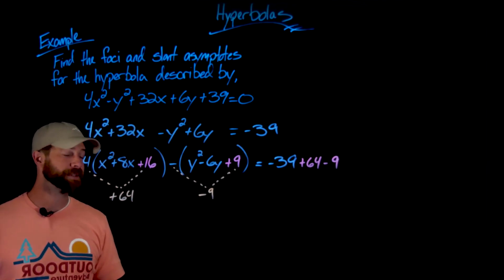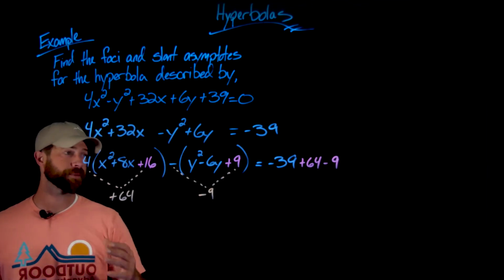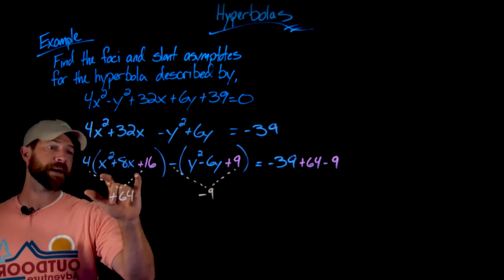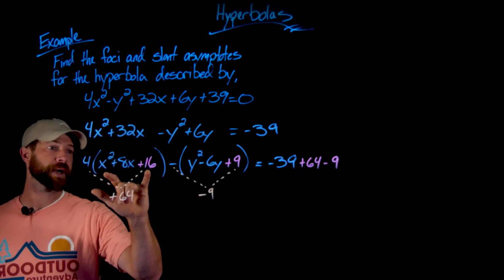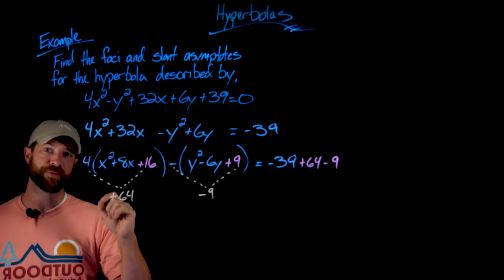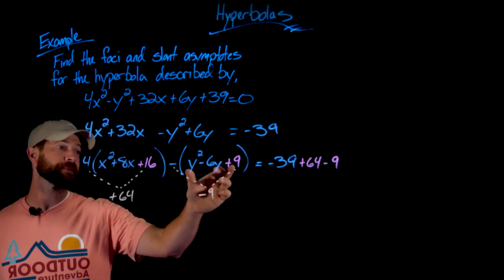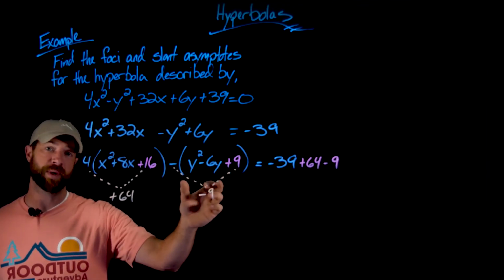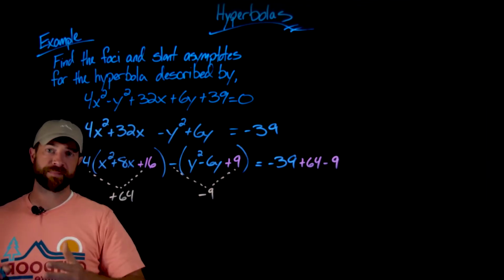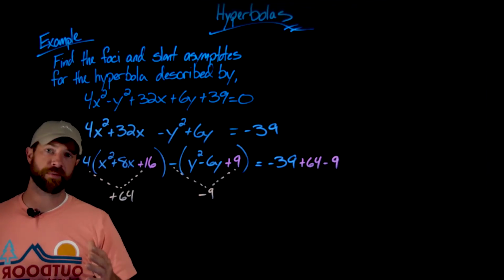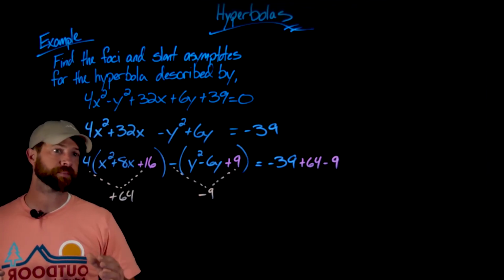After that, I've done the major work. The beautiful thing about this is now that I've completed the square, I know how this perfectly factors. This will factor into (x + 4) squared, and this will factor into (y - 3) squared. That's all of the work of completing the square.